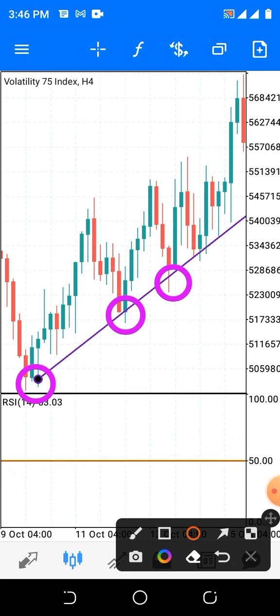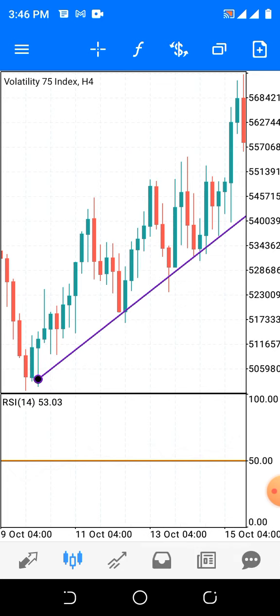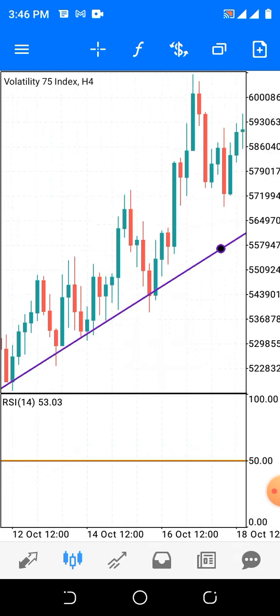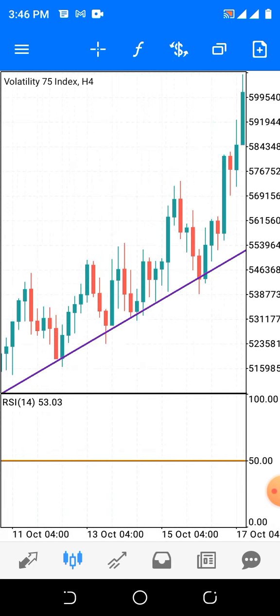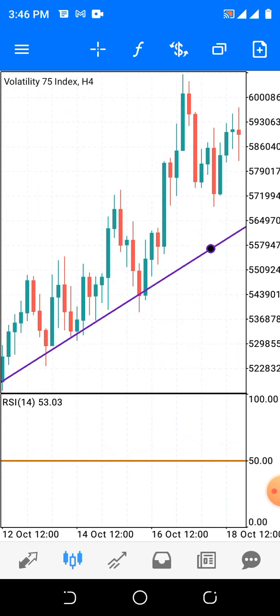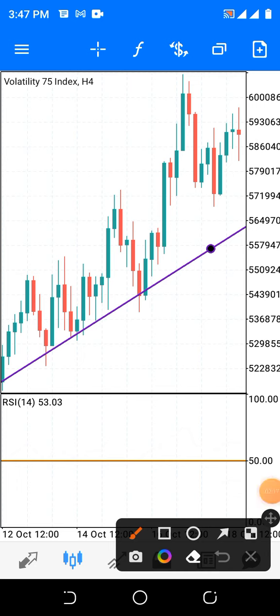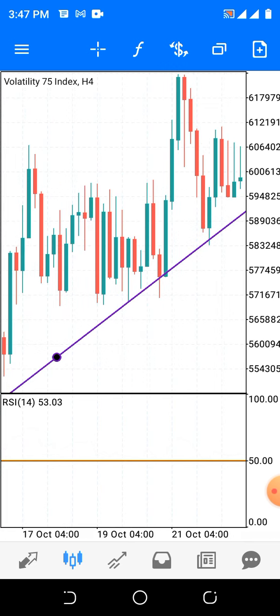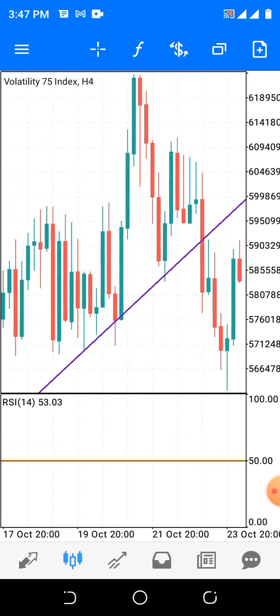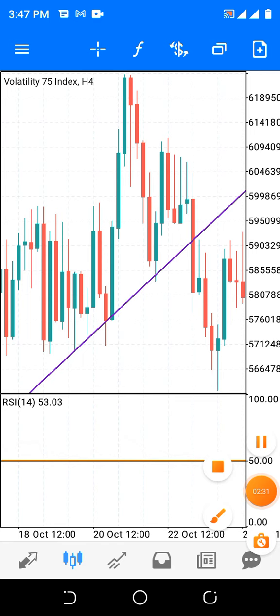You understand? Provided the candlestick never breaks this trend line, we will keep on entering. So here is another, all these points are possible. This is the first entry, this is the second entry, here is the fourth entry, provided the candlesticks never break the trend line. Here is the fourth entry.